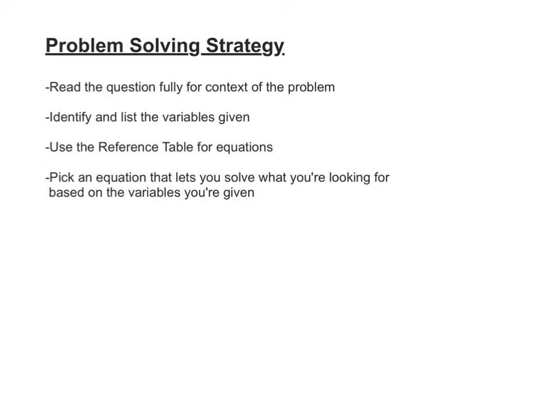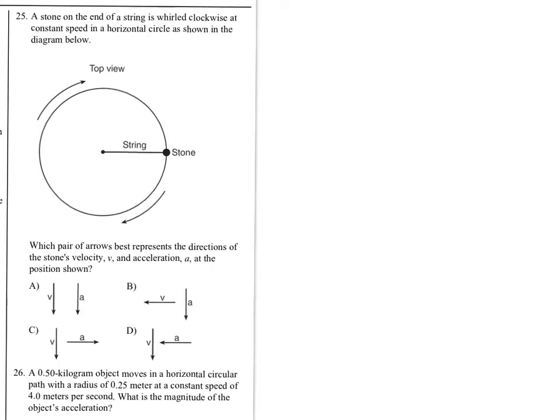So let's begin. Question 25 starts the whole circular motion unit. When you have a stone on the end of a string rolled clockwise at a constant speed in a horizontal circle as shown in the diagram below, we have to figure out the pair of arrows that best represent the directions of the velocity and the acceleration.